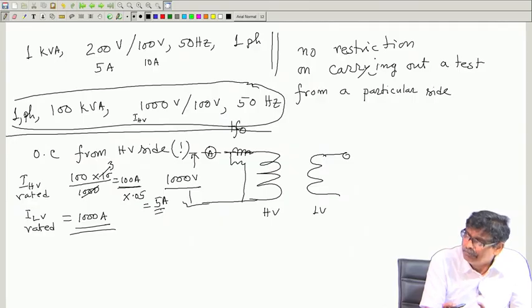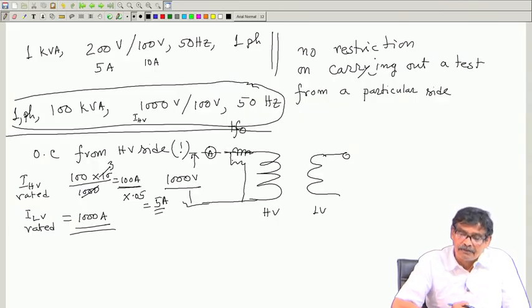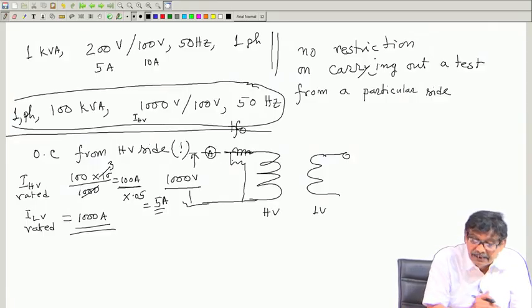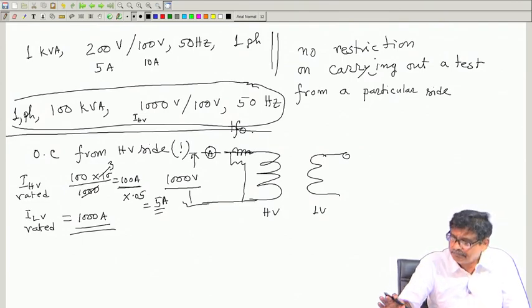Therefore, the current drawn will be less, so that ammeter I can have. Similarly, the current coil of the wattmeter will not be an issue from the HV side, but the voltage is high, which is dangerous for the personnel who will be carrying out the test. So, this should not be carried out from the HV side, but from the LV side. If you do, during the open circuit test, how much voltage do you need to apply? 100 volt only, very safe, available voltage in the lab. What will be the pressure coil of the wattmeter? 100 volt.